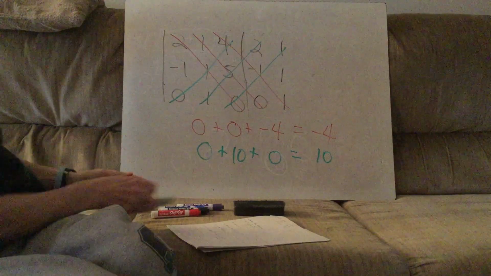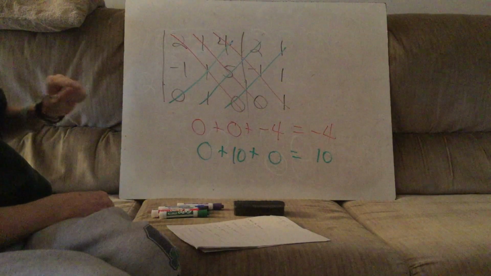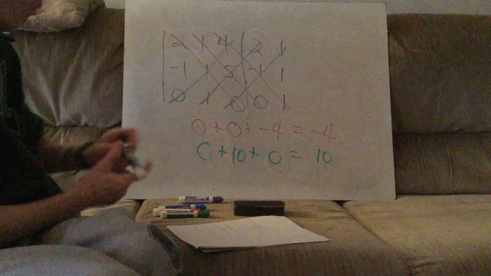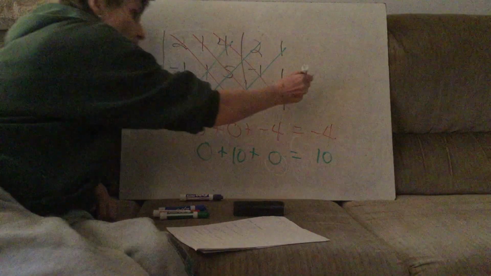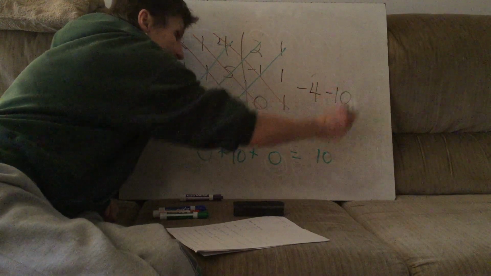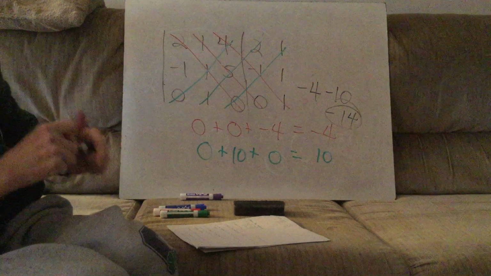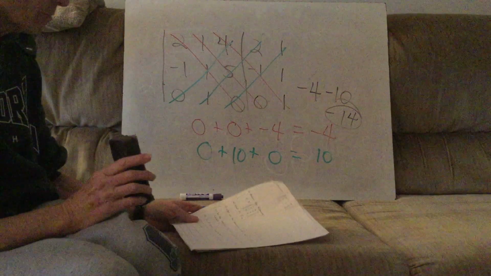Now we have two answers. We have our red multiplications that totaled up to -4. We have our green multiplications that totaled up to 10. What do we do to get our final answer? We subtract those two numbers in order. So -4 minus 10. The answer to the problem is -14. The value of that determinant is -14.